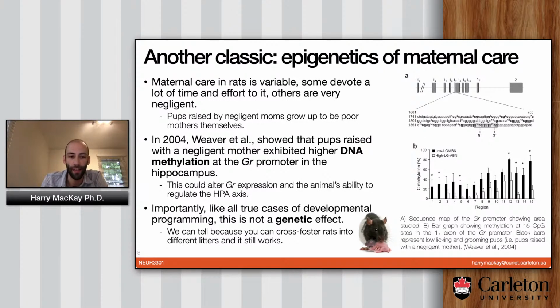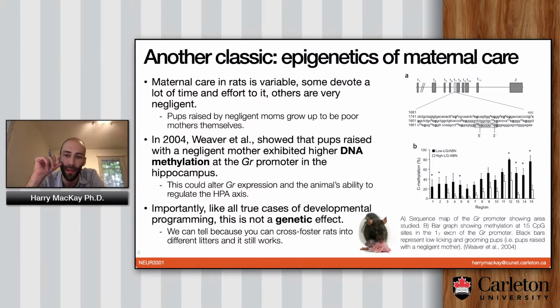So here's another classic in the same vein. This is Weaver et al., 2004. And I'm sure you've heard of this one as well. The basic idea is this. Maternal care in rats is quite variable. They spend a lot of time licking and grooming their pups. This is part of being a mother to them. However, the amount of licking and grooming they do varies considerably between different rats.